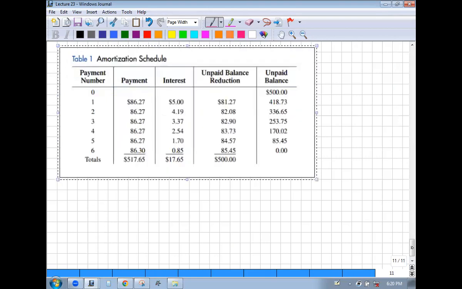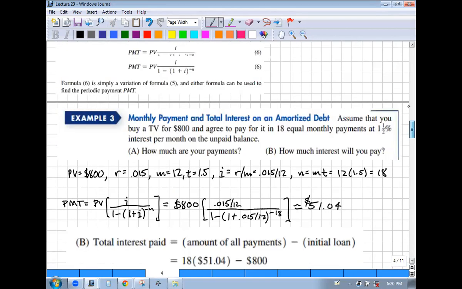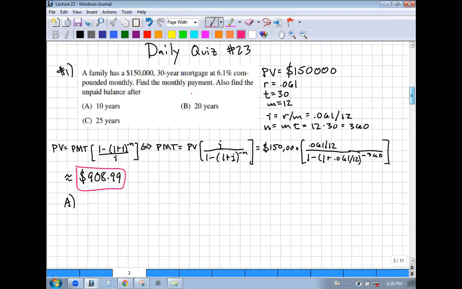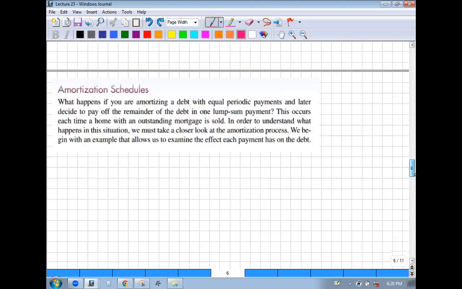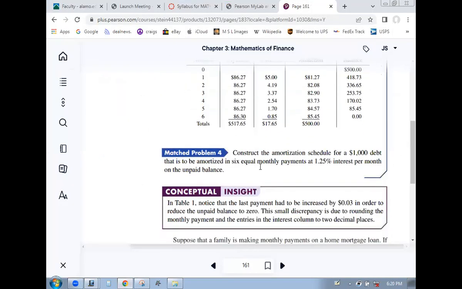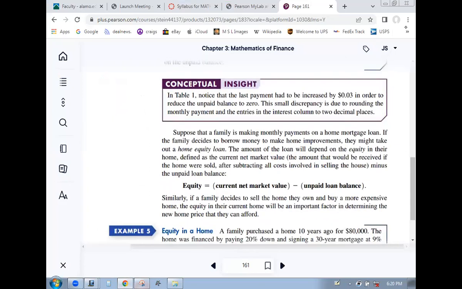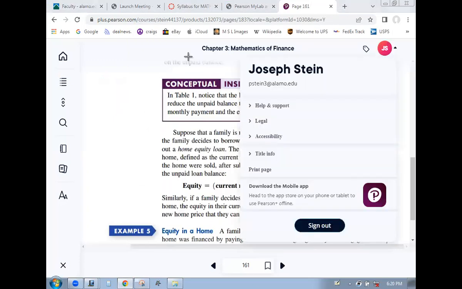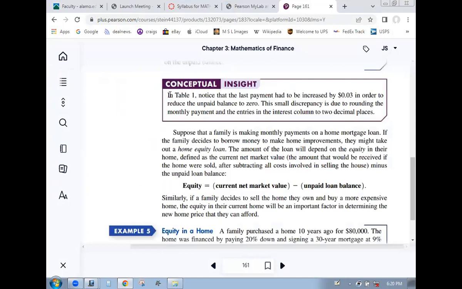All right. The quiz question is a little different though. It's not asking us per month. It says, find the unpaid balance after so many years, right? So this is one number. It's not a whole chart of numbers. I don't think we should have to build a chart in order to figure out what that number is. We're going to find out though, once we get to an example like that one. We're not doing match problem 4 because I don't want to build a chart. Boring.